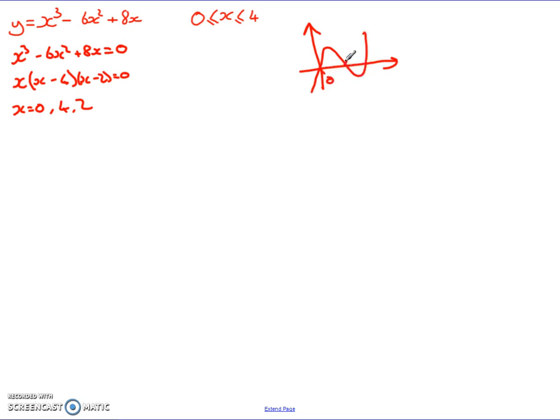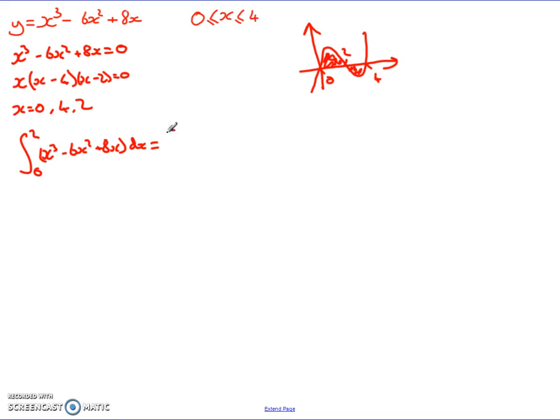There's my first root at 0, my second at 2, my last one at 4. And I want the total area here, so again, same sort of steps. Area of the first bit, area of the second bit, and we combine them. So the first one is the integral from 0 to 2 of x cubed minus 6x squared plus 8x dx, all with respect to x. What I then do is take my upper limit, my lower limit, and substitute it in after I've integrated it.